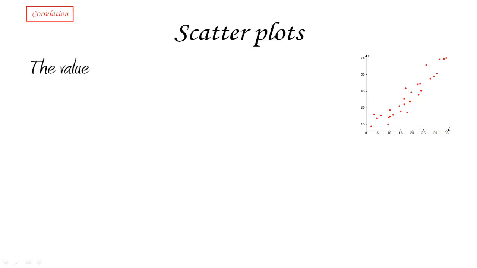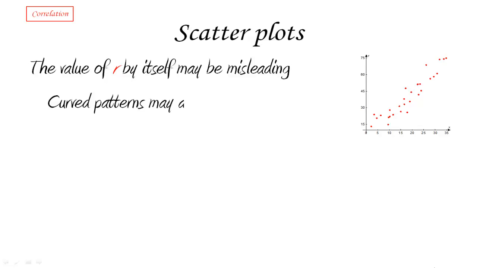So the few things to remember here is that the value of R by itself may be misleading, be it R or Spearman's rho, doesn't matter. Still, by itself it can be misleading. It can lead us to conclusions which are not correct. In particular, the reason for that is because a curved pattern may alter it. We're going to look also, when we look at regression, at some other things that may influence mostly the regression part, but certainly the curving of the pattern is something that affects at least the correlation coefficient.